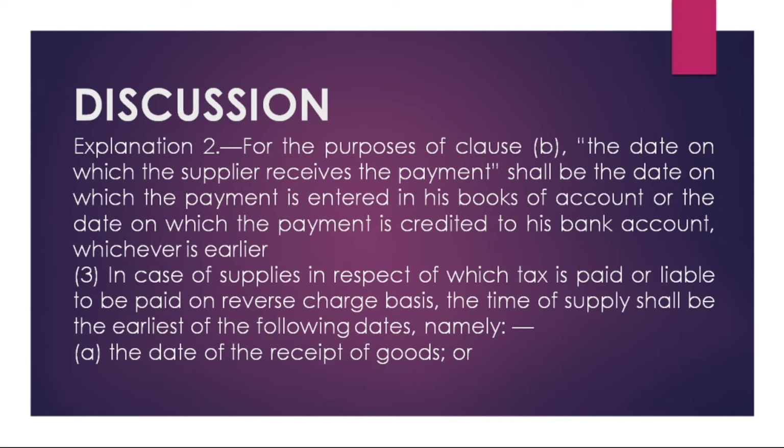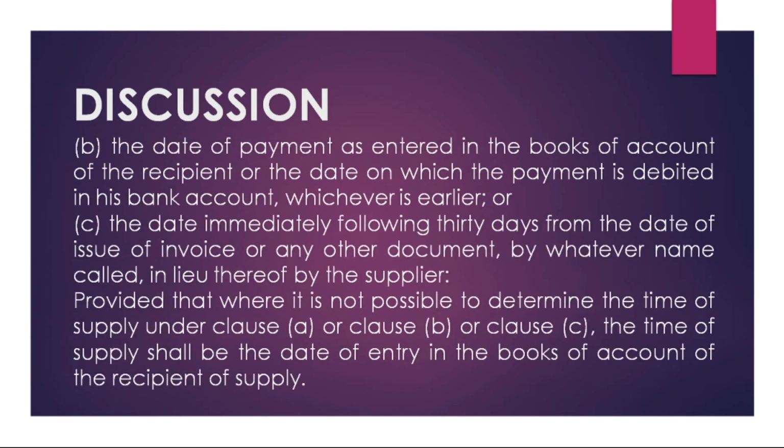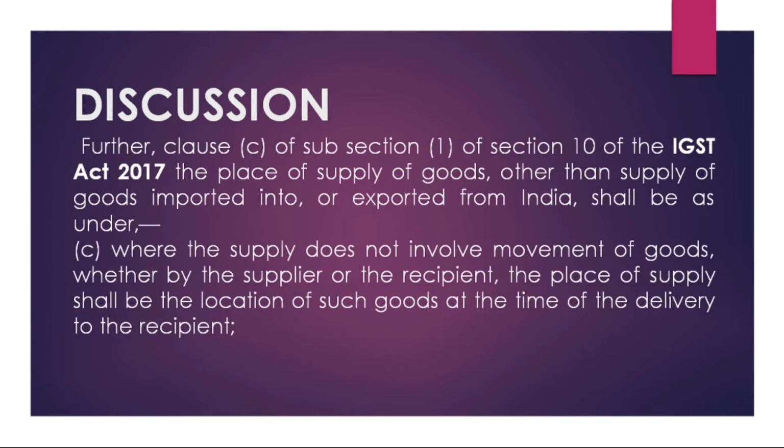Subsection 3 says, in case of supplies in respect of which tax is paid or liable to be paid on reverse charge basis, the time of supply shall be the earliest of the following dates, namely, the date of receipt of goods, or the date of payment as entered in the books of accounts of the recipient, or the date on which payment is debited in his bank account, whichever is earlier, or the date immediately following 30 days from the issue of invoice or any other document, by whatever name called, in lieu thereof by the supplier. Provided that where it is not possible to determine the time of supply under clause A or B or C, the time of supply shall be the date of entry in the books of accounts of recipient of supply.